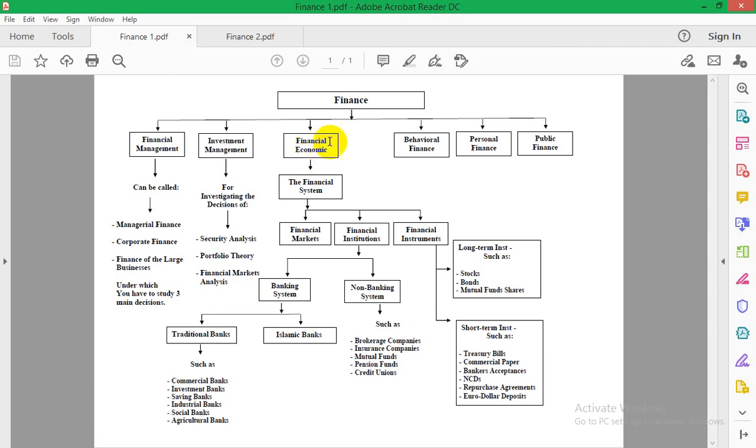The meaning of financial economics is a subject of studying the financial system. So, financial economics is a subject of studying the financial system. And what about the financial system? The financial system in any country consists of three main parts. The first one is the financial markets. The second one is the financial institutions, and the third is the financial instruments. So financial economics is a subject of studying the financial system, which consists of three main parts: financial markets, financial institutions, and financial instruments.